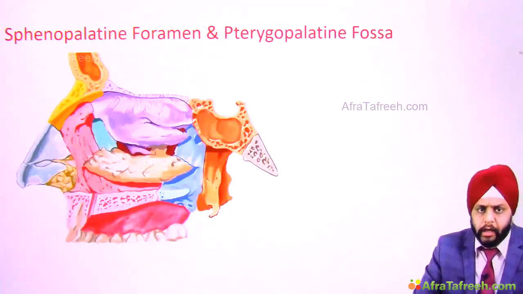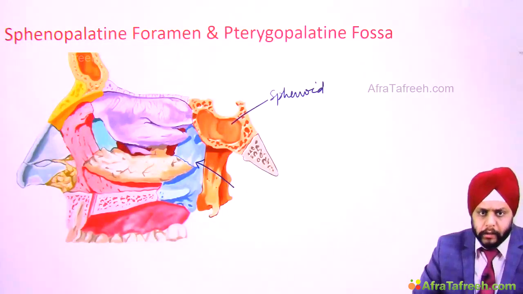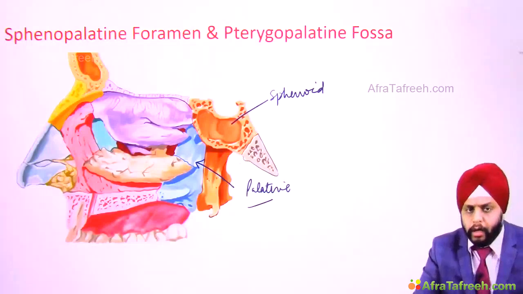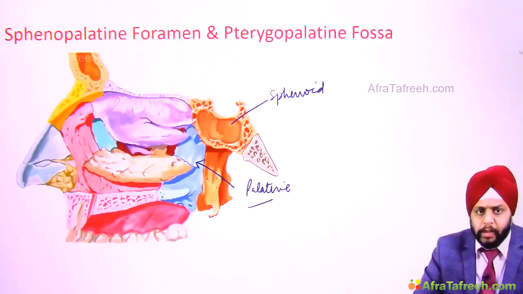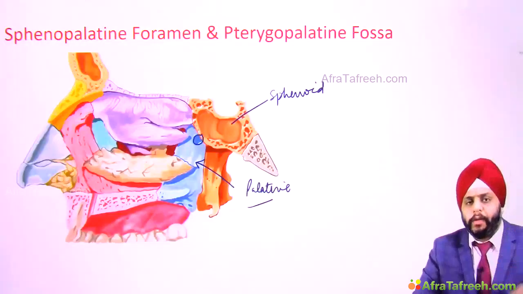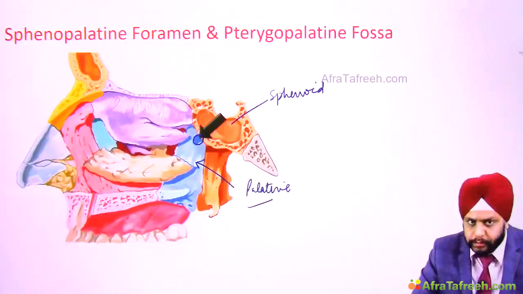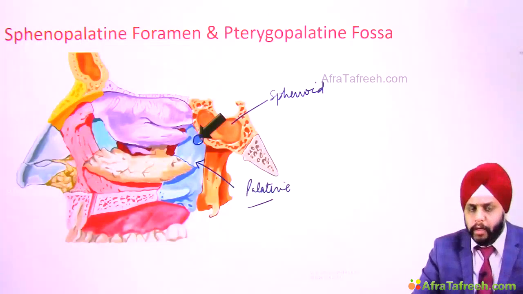You can over here identify that this is the sphenoid bone. Now this blue bone over here is the palatine bone, and I'll be teaching you these bones when I come to the nose. So this is the lateral wall of the nose. But what I want to show you over here is that between the sphenoid bone and the palatine bone, we have a foramen over here. This foramen is known as the sphenopalatine foramen. Between sphenoid bone and palatine bone, we have the sphenopalatine foramen.